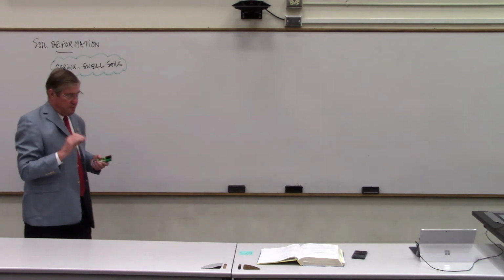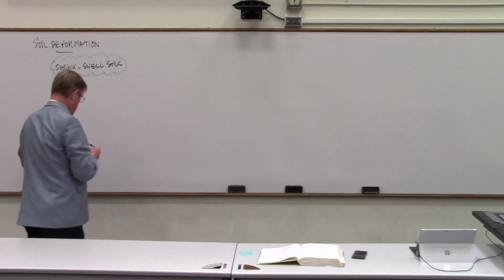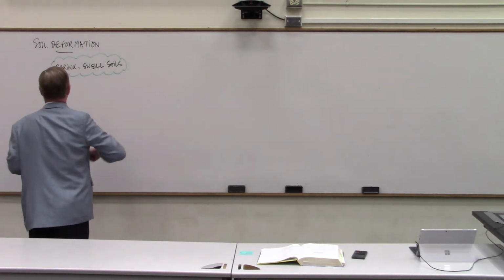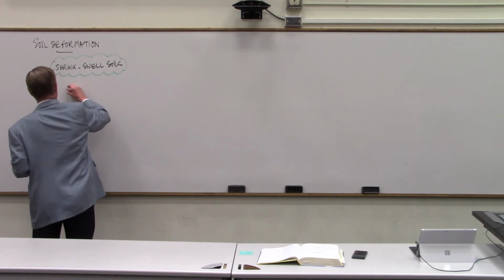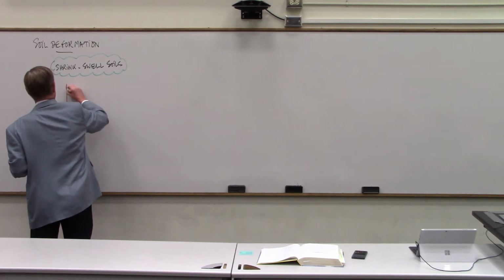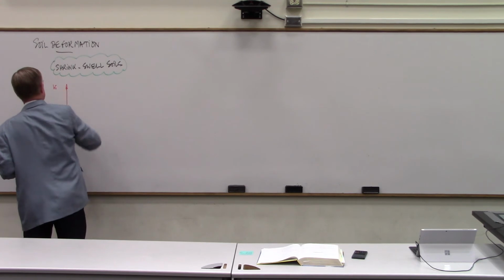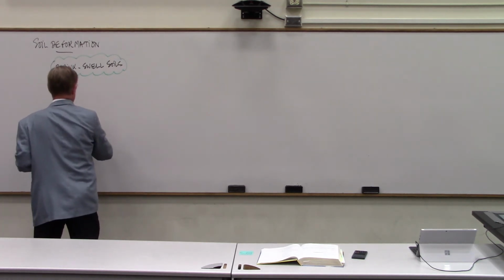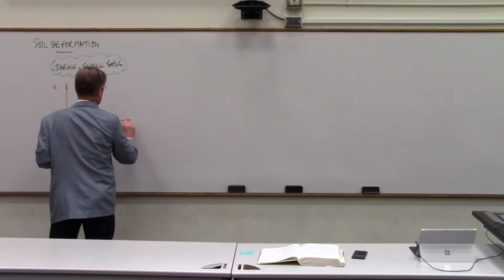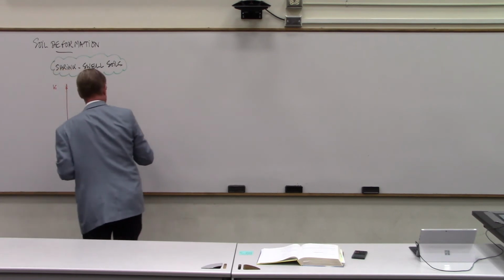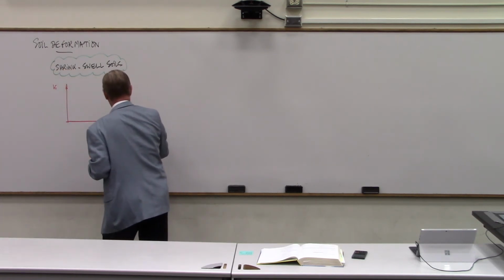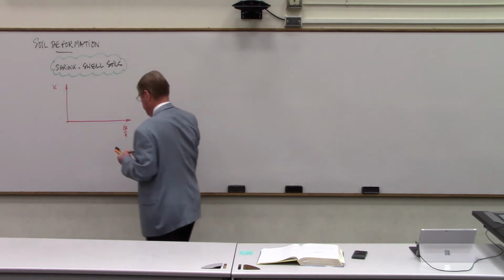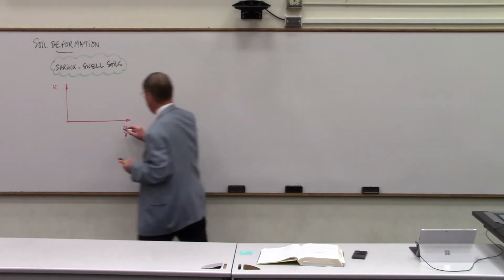And the one plot that I want to show you that's really useful and quite simple is one that links the water content to the shrinking or swelling. And here I'm going to put delta H over H. So this is the strain, remember?